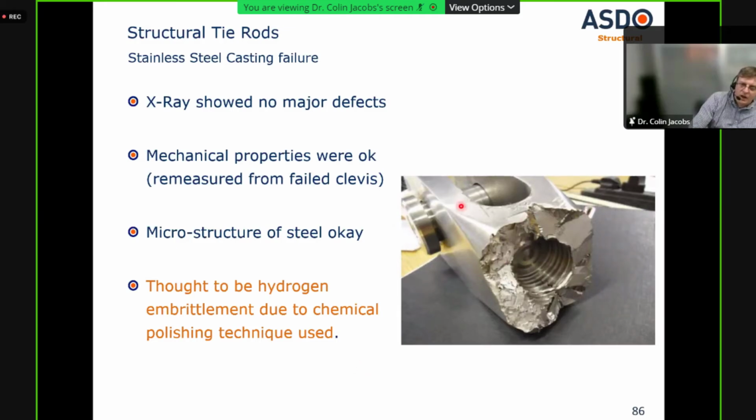So often the supplier in this case had polished a fork using an electrochemical process. He didn't achieve the desired result first time, so he put it through again. Again, it's a hydrogen-based process. This introduced more hydrogen, so it's thought that's what led to this brittle failure through the casting. So again, it's very important to realize that your post-processing can often have a catastrophic effect on some of these castings.